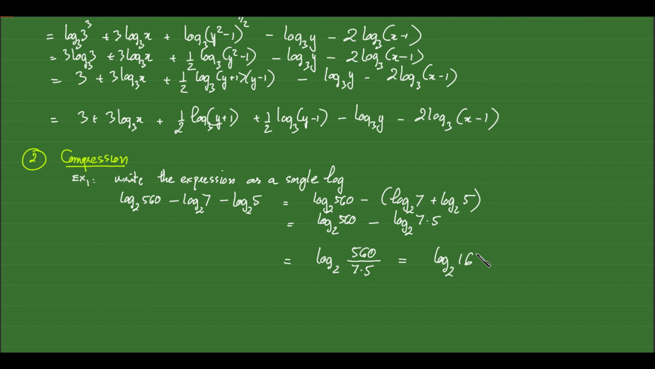And log base 2 of 16 is what? We want to compress more, so we know that 16 is 2 to the 4. So I can apply the third property, which gives you 4 times log base 2 of 2. Log base 2 of 2 gives you 1, so the final answer will be 4.